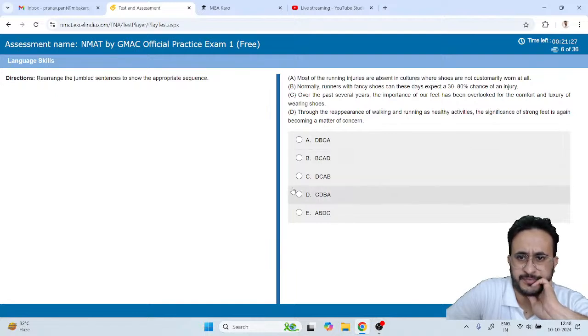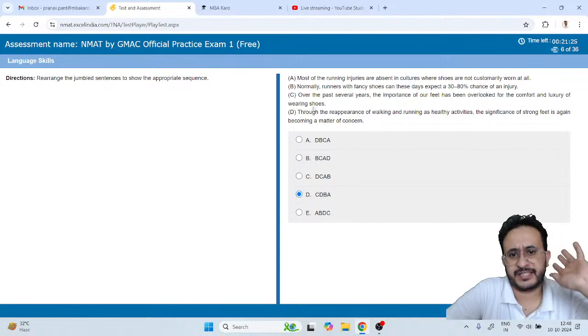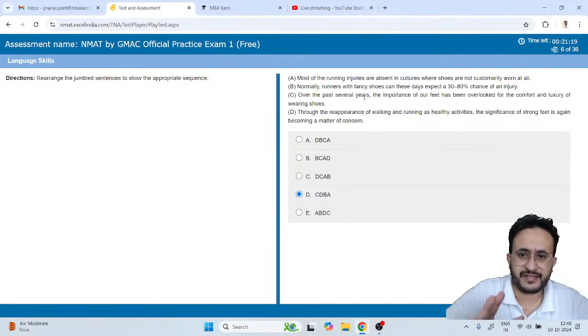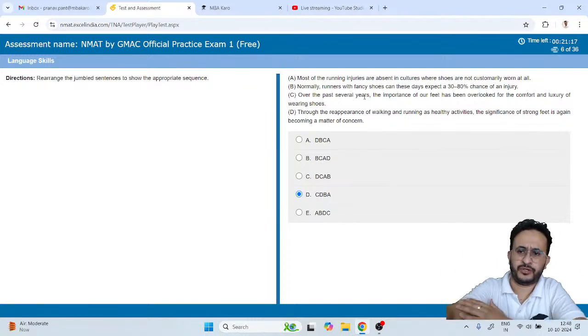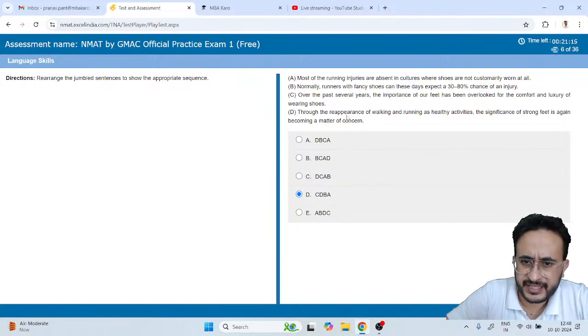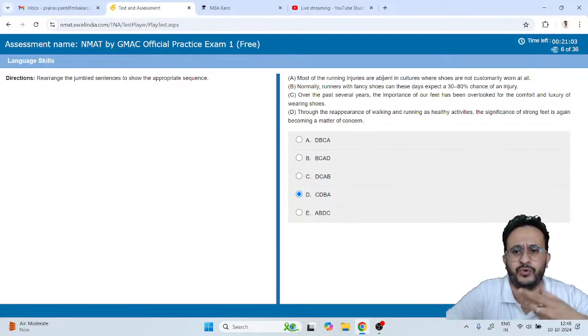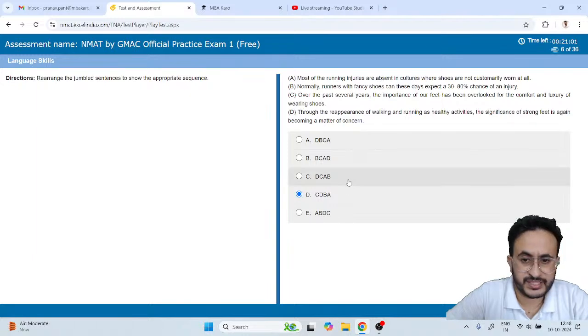I think CDBA. See, C is the introductory sentence. Okay, it is giving about that, like over several years, the importance has been overlooked. Then D gives that now people have started looking towards it, and then B talks about runners can expect injury, and then this is an outlier. Okay, C D B A.